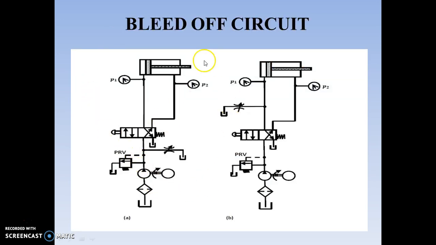In this slide, we are seeing two bleed-off circuits, A and B. You can see the hydraulic reservoir or the tank at the bottom. From the tank we have a filter. This filter will be filtering out the impurities that are being drawn into the hydraulic pump. After passing through the filter, the hydraulic oil is sucked into the hydraulic pump. Here is the hydraulic pump. You can see it is being driven by a motor.